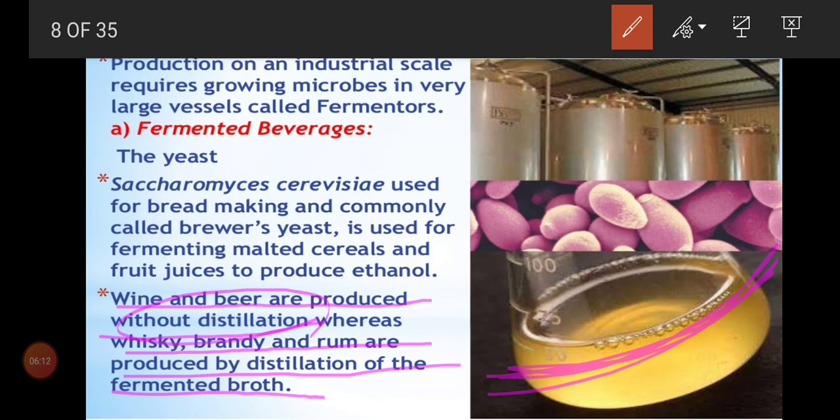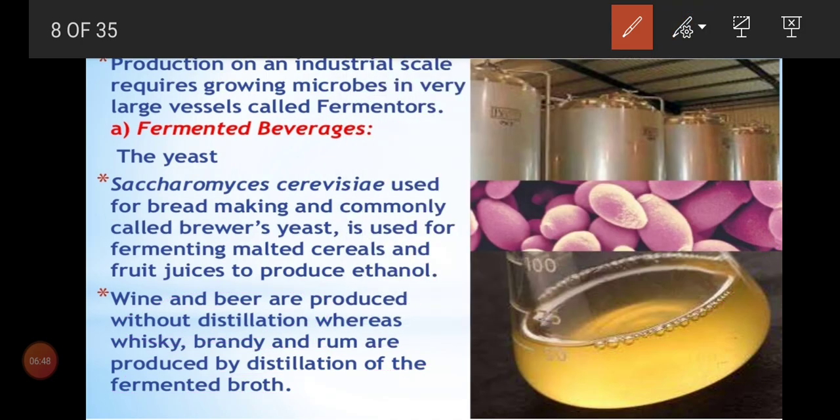Is that clear, children? So we have learned about the yeast's role, and also what the fermentation process is, and the fermentation process gives alcohol, ethanol. So we get it in two forms, through distillation and without distillation. With distillation means your whiskey, brandy, rum. Here evaporation, condensation, so only alcohol, C2H5OH alone, you will get. But it is not the case with wine and beer, where we can get some nutrients along with the alcohol. Is that clear, children?